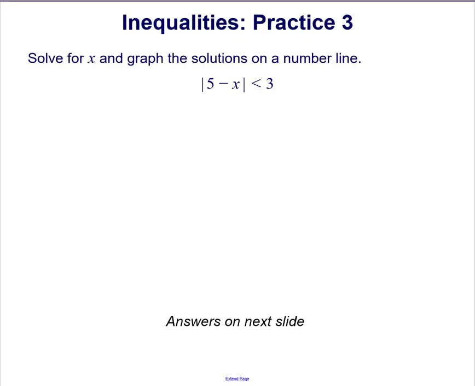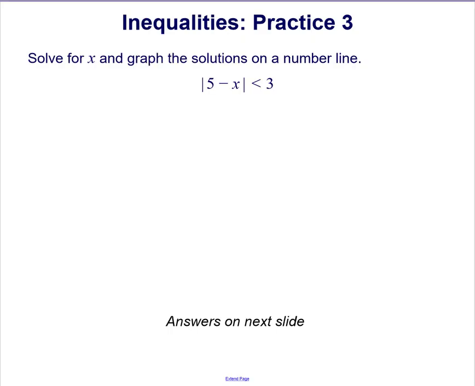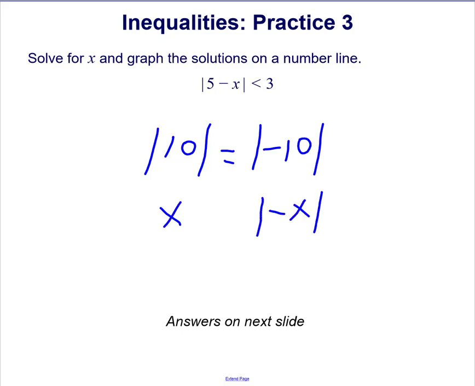Practice problem number 3. Solve for x and graph the solutions on a number line. Now to solve this problem, I'm going to use a basic math equality that the absolute values of opposites are equal. So if I consider any number like the number 10, the opposite of 10 is -10, and the absolute values are going to be equal. If I have a value x, the opposite of x is -x. The absolute values of opposites are equal.